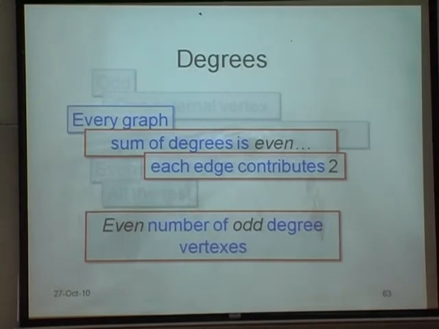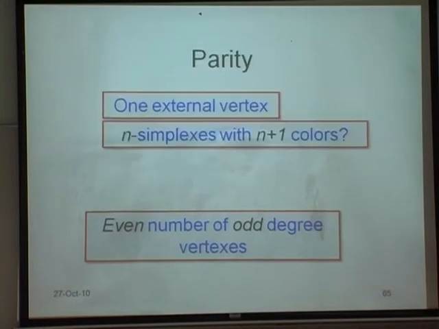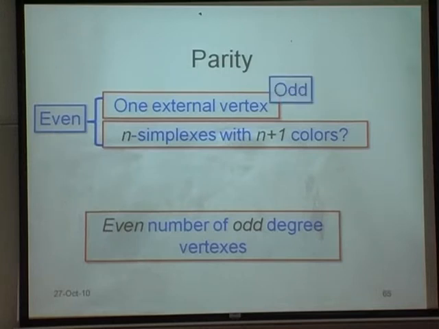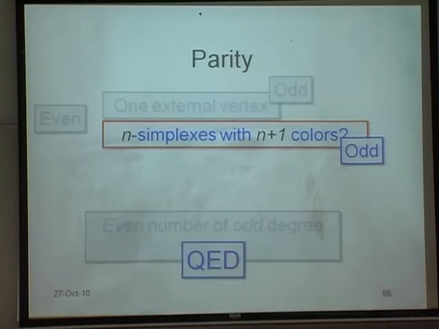We're doing arithmetic mod 2 here. In particular, we have one external vertex. The sum of the one external vertex and the number of n-simplexes with n plus 1 colors has got to be even. 1 is an odd number, oddly enough. And that means that the number of n-simplexes with n plus 1 colors has to be odd, and that's the proof. So it's a very simple accounting argument.